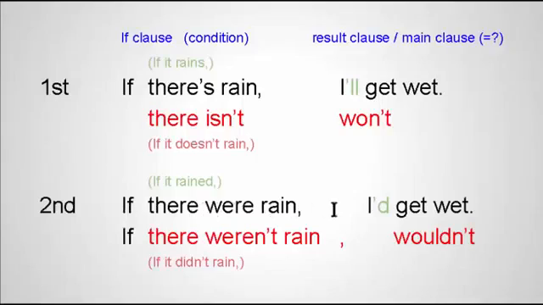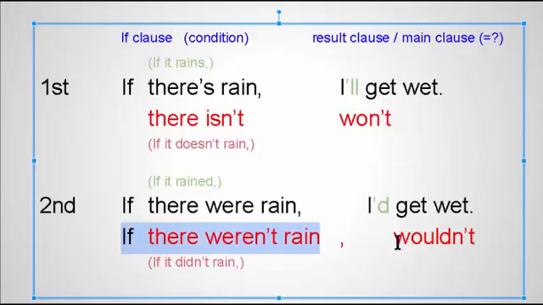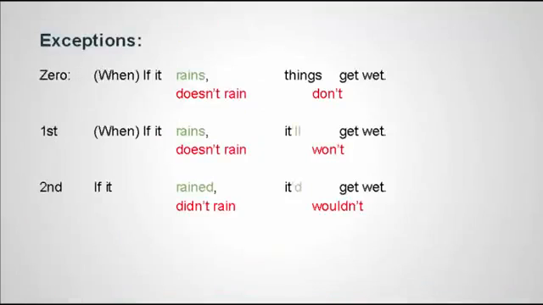If there were rain, that's the second condition. If there were rain, your bicycle would get wet. If there weren't rain, your plants wouldn't get wet. There are some exceptions to this rule.